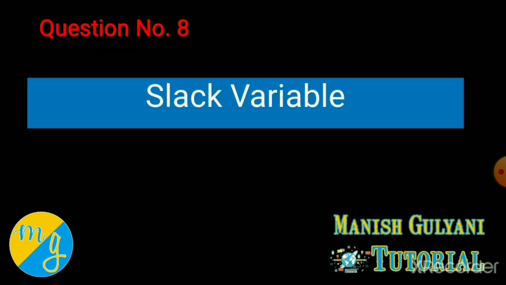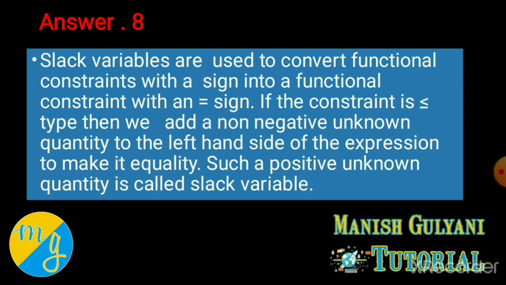Now the next concept is slack variable. This concept you have also heard in linear programming. Now what is slack variable? Slack variable you have to use in a less than or equal to constraint, meaning in the maximization case. Remember, in the maximization case, all constraints should be less than or equal.